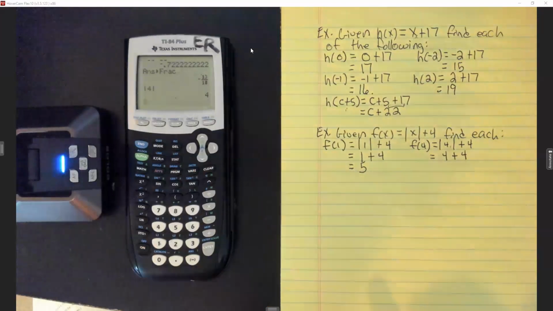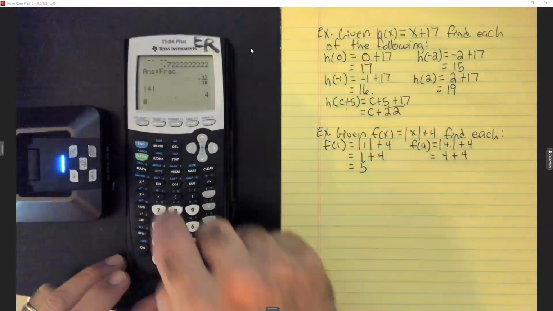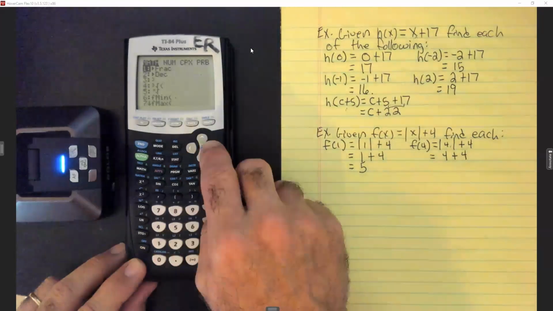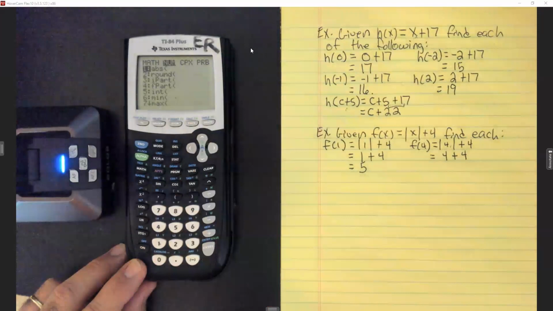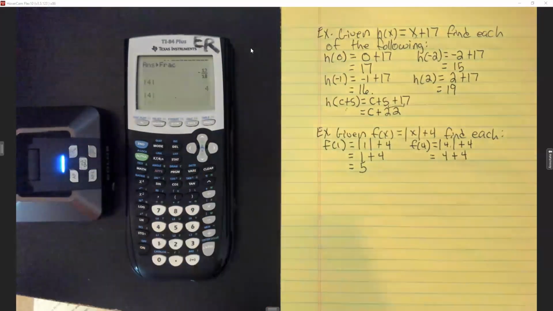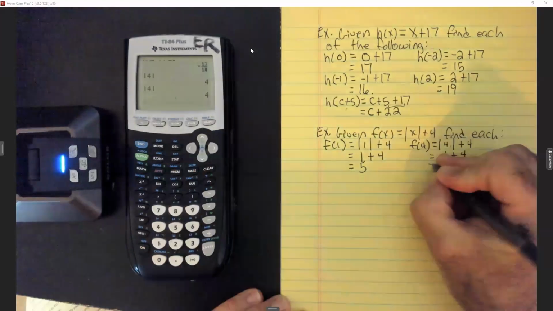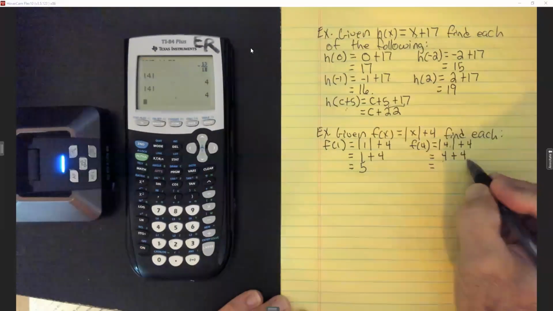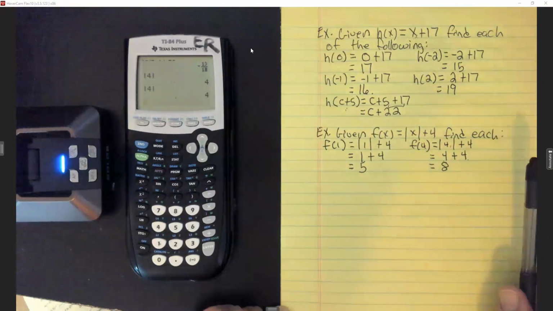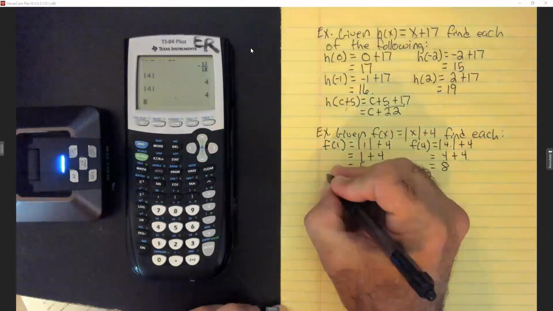Now, y'all, I think the other way to get absolute value is if you hit the math button and go over to number. It's the first thing you see in that list, absolute value. So either way, it'll give you a 4, okay? And then that 4 plus the 4 will give us 8. Now, y'all, I'll show y'all a trick in just a second on these.